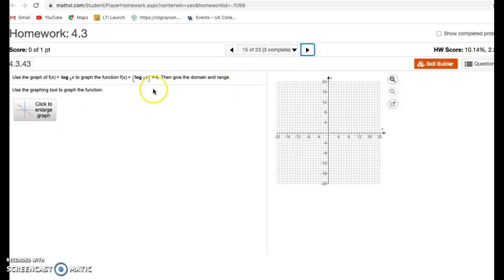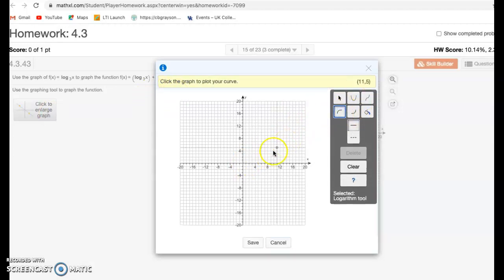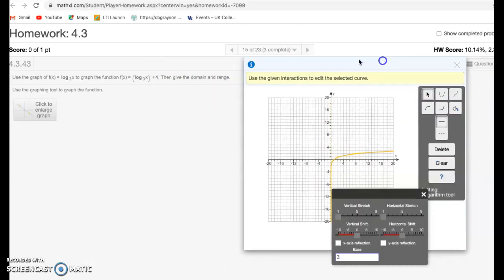Okay, here's another one. I wanted to show you how to do the shifting rules again. So I click on the graph. It won't let me really pick a point. I just have to pick up a tool. I'll pick up the log tool, click anywhere, and it draws it in standard basic form.